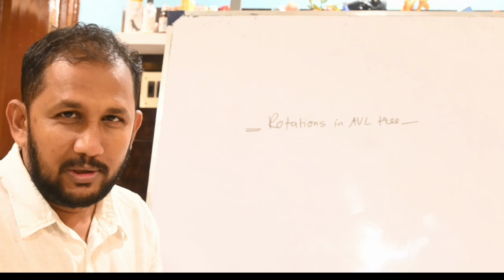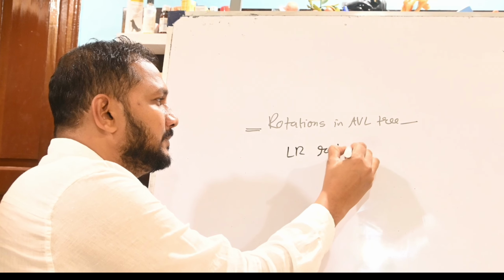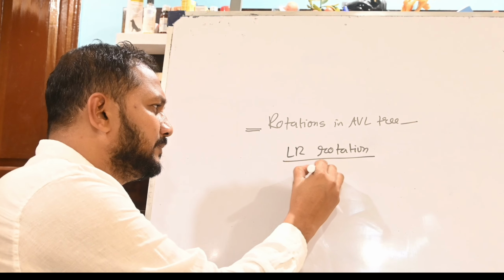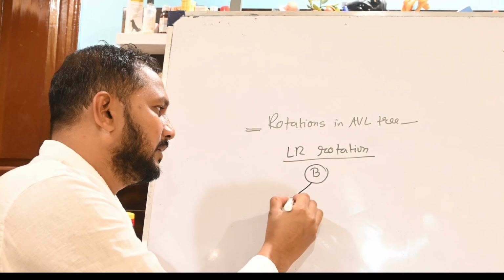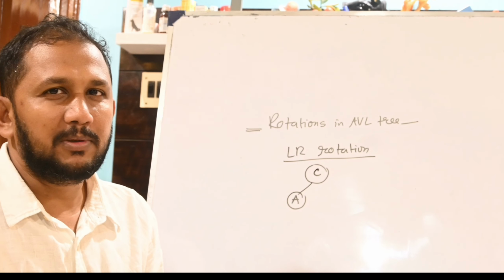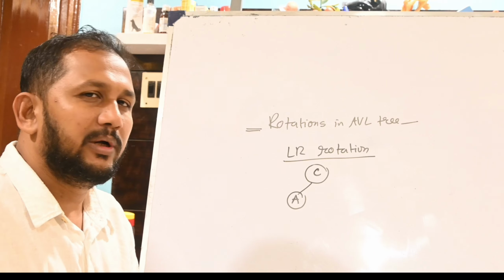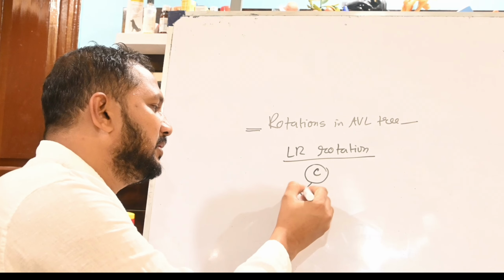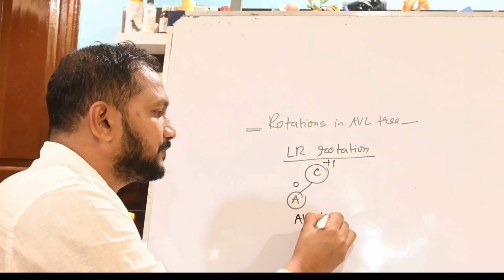Now consider the LR rotation. LR means left-right rotation. Suppose this is B, and suppose this is C. And A is on the left hand side of C because according to the binary search tree property, as it is less than C, it moved to the left hand side of C. Now this is an AVL tree because the height is 1 minus 0, which means plus 1, and this is 0. So this is an AVL tree.